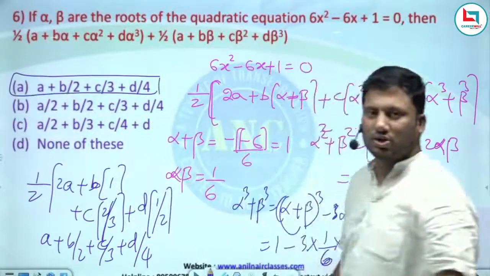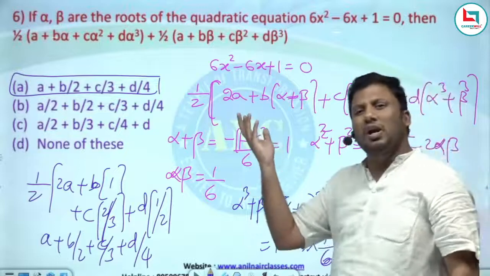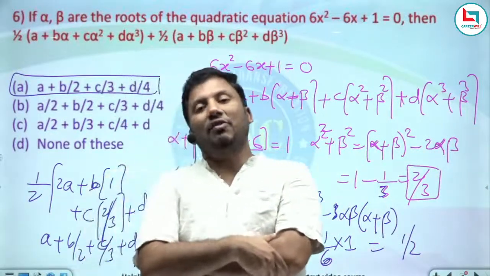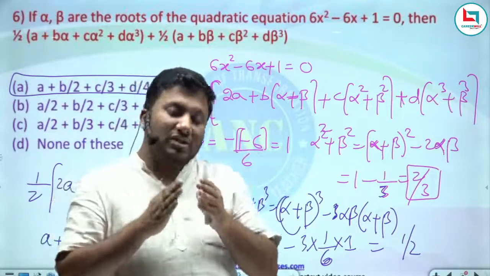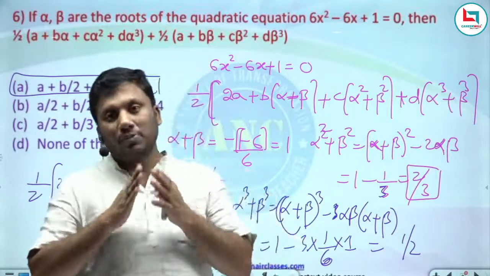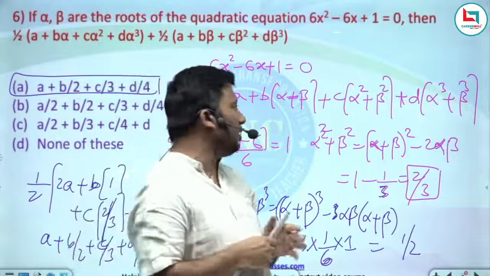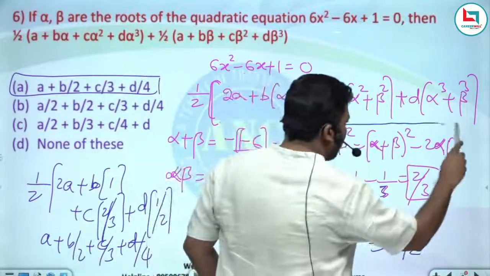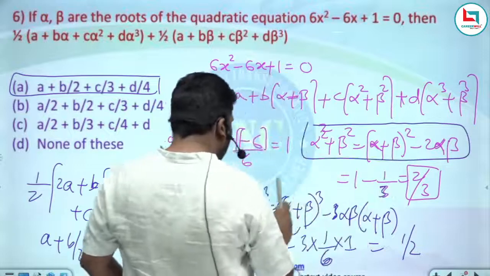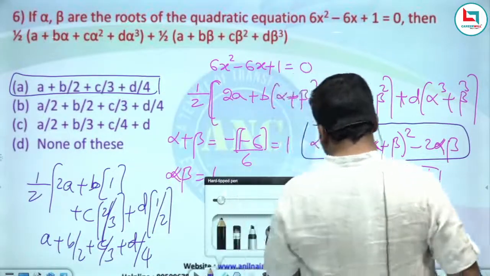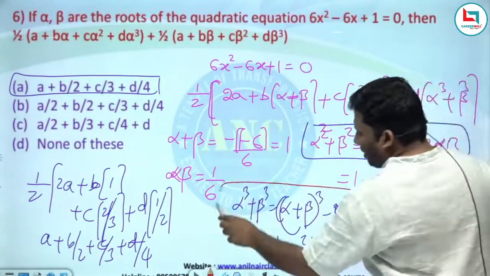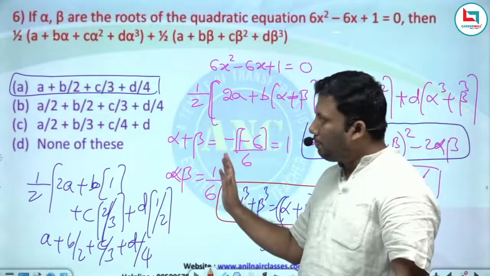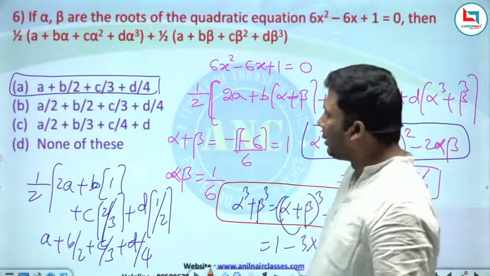Simple substitution. Only thing we probably require is how to find alpha square plus beta square in terms of the sum of the roots and product of the roots. It is given by alpha plus beta whole square minus 2 alpha beta. This is one thing you should know, and this is another thing you should know. Once you know this, the rest is nothing but a simple simplification. Is the idea clear?